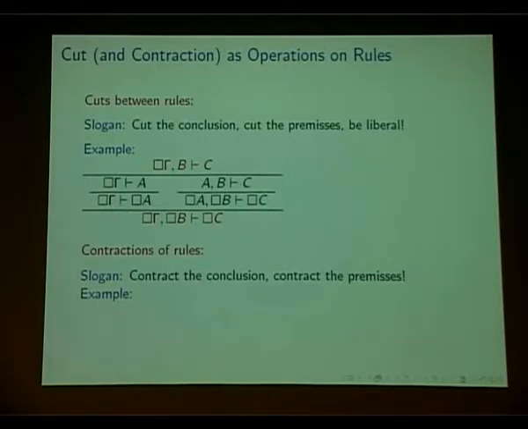Maybe I should mention that the part about being liberal in the slogan here refers to the context restrictions. So what we want to do is be as liberal as possible in the construction of the premise. This is seen here in that we carry over the context restriction box gamma from the premise of the for rule. So we take the most generous restriction, basically.